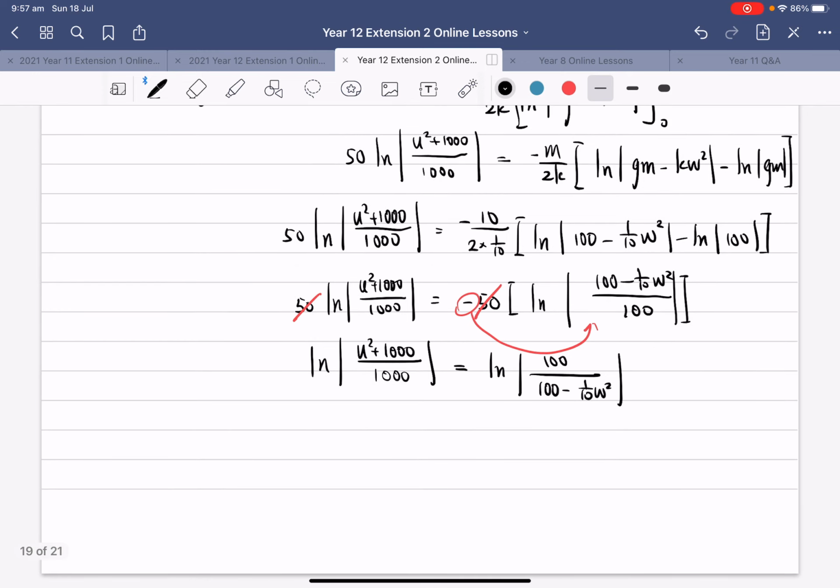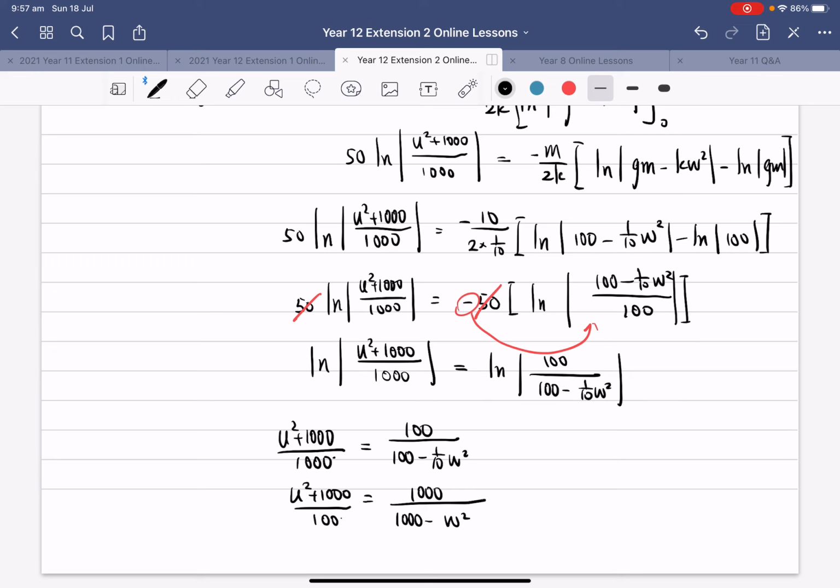Now since both sides are equal to ln, we can just remove the ln and equate what's inside. And then at the end we just need to make sure that w squared is the subject, so we need to rearrange it. Let's hope I'm getting the right answer.